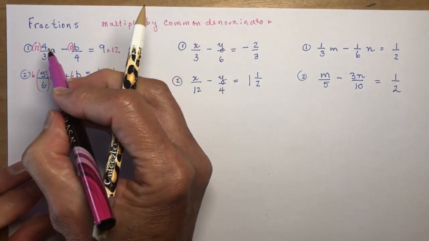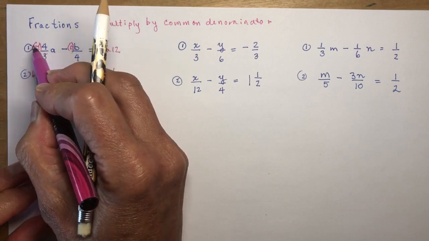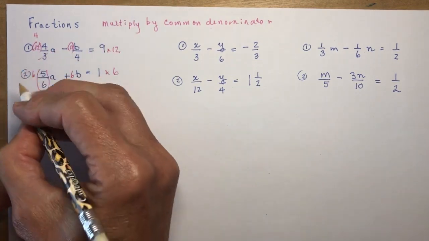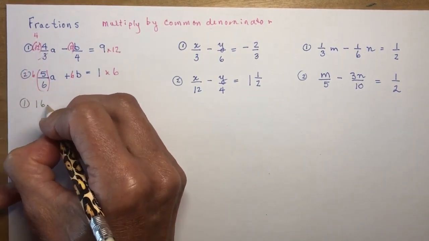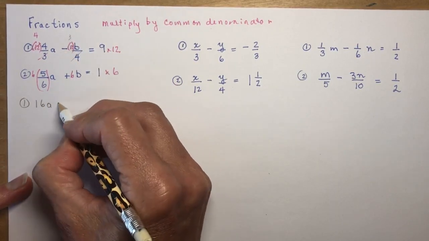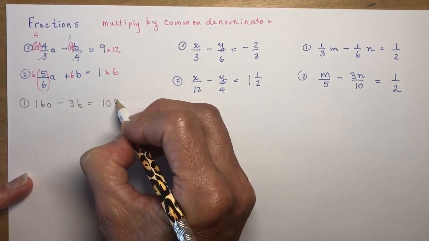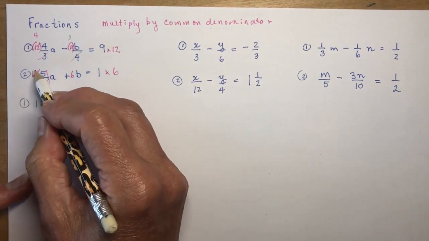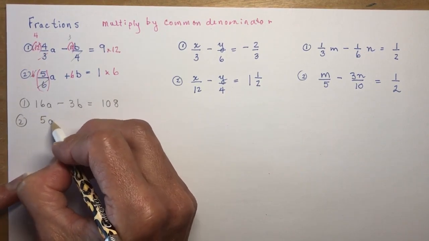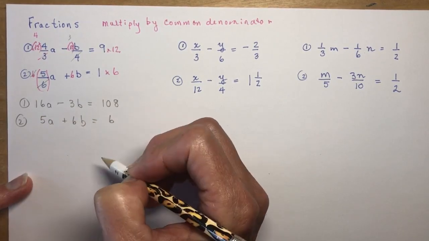Now remember, when you multiply this, 12 times 4 divided by 3, the 3 goes into 12 4 times. So 12 divided by 3 is 4, and 4 times 4 is going to give me 16a. This one, the 4 goes into the 12 3 times, so minus 3b, and 9 times 12 is 108. Here, the 6's divide into each other once. I'm left with equation 2 will have 5a plus 6b, that was easy, equals 6.